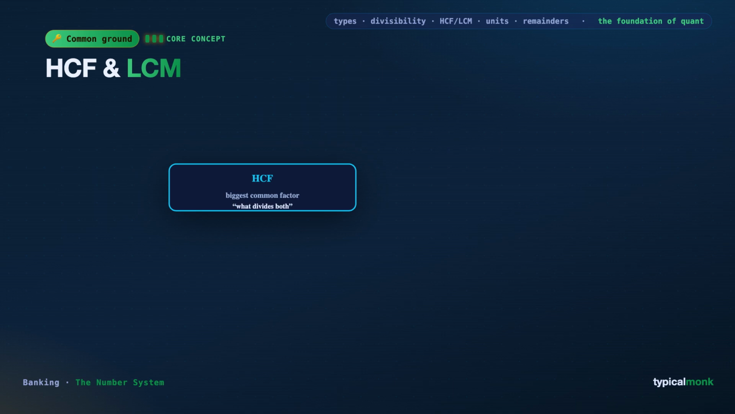the HCF and the LCM. The HCF, the highest common factor, sometimes called the greatest common divisor, is the largest number that divides two or more numbers exactly. Think of it as the biggest thing they share as a factor, the largest number that goes evenly into all of them. The easy way to find it is prime factorization. Break each number into primes and take the primes they have in common. The mental hook is simple: HCF answers the question, what is the biggest number that divides both?